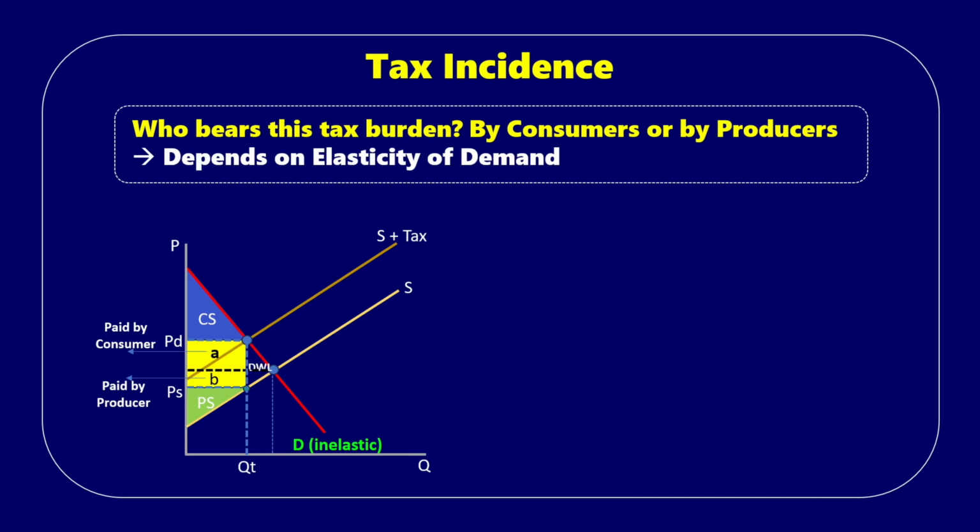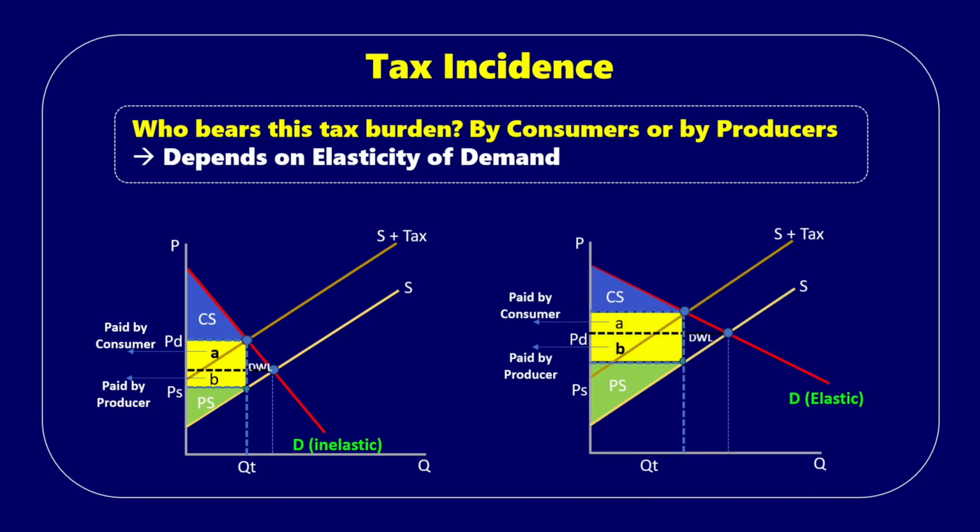Now, look at the graph on the right. Here, demand is elastic. Consumers have many alternatives, like luxury brands, fancy coffee, or designer clothes. When the tax is added, consumers are very responsive. They cut back a lot if the price rises. So producers can't pass much of the tax onto consumers. Instead, producers bear most of the tax burden by receiving a much lower price.